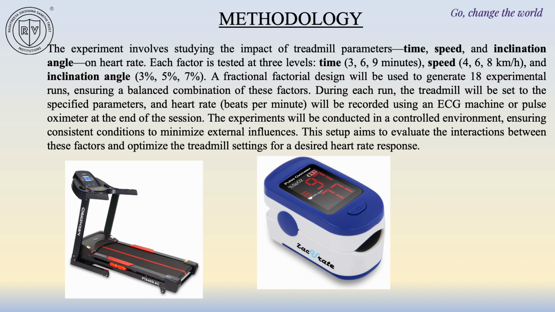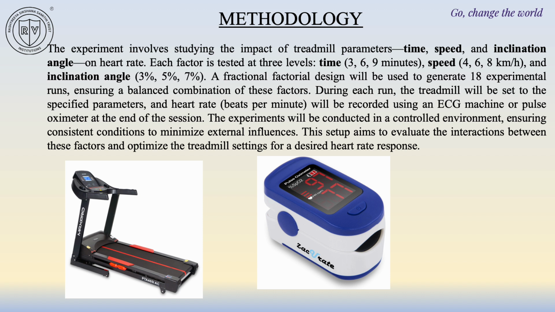Here, a fractional factorial design will be used to generate 18 experimental runs, meaning that instead of creating a full factorial design, I will select the L27 orthogonal array, divide the factors equally, and generate an L18 Taguchi design. Based on this, during each run, the treadmill will be set to the specified parameters and heart rate will be recorded using an ECG machine or a pulse oximeter at the end of each session.